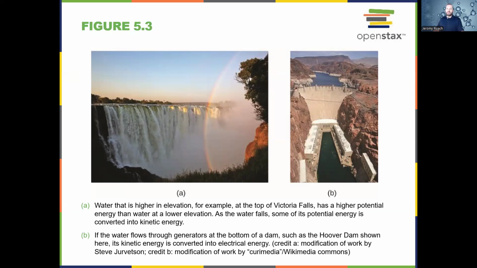And here we have a picture of a waterfall. That's in picture A here. At the top of the waterfall, the water has very high potential energy. And as it falls, the energy becomes converted into kinetic energy. Now, if that kinetic energy flows through a dam, like in picture B here, then the kinetic energy can be converted into electrical energy. And this is a great example of how we can see that energy changes form, but it is never actually lost.